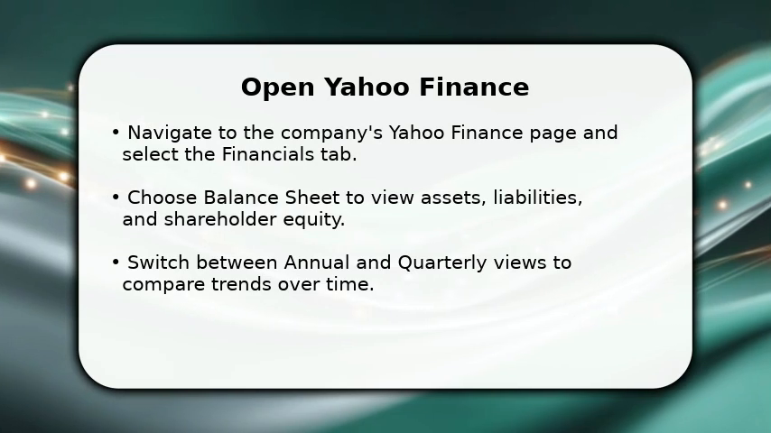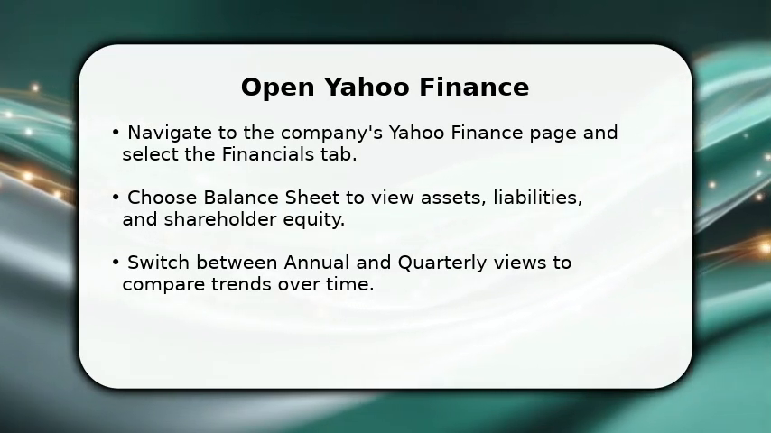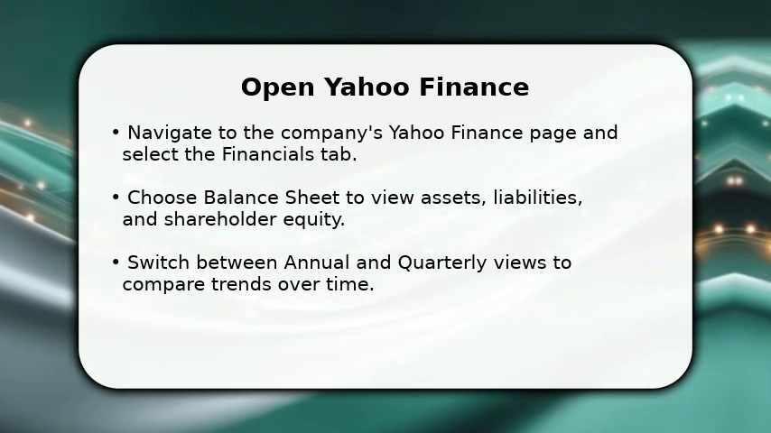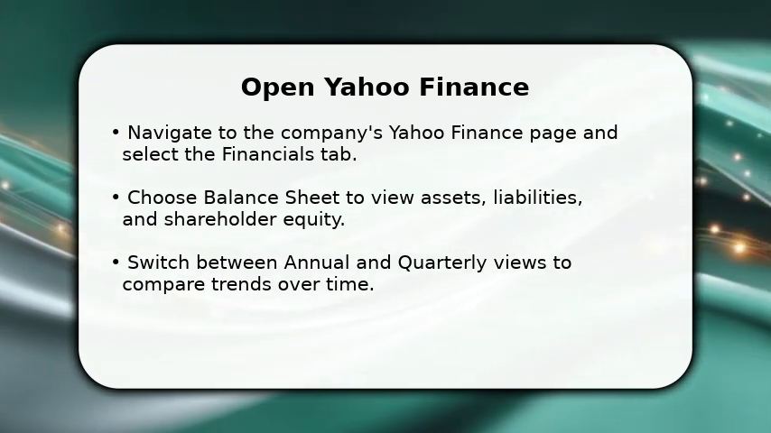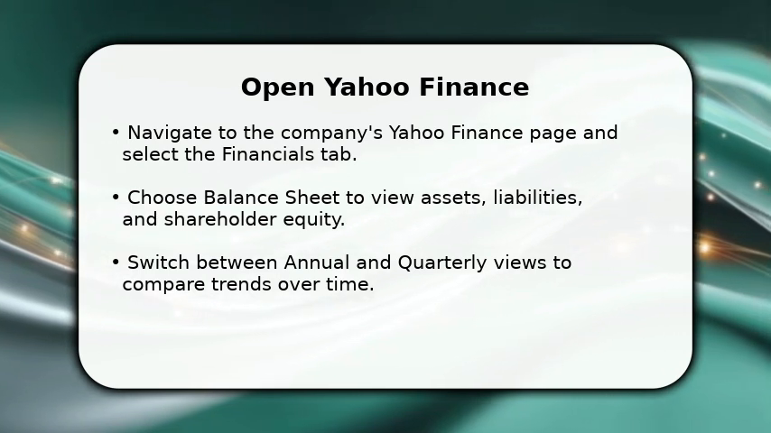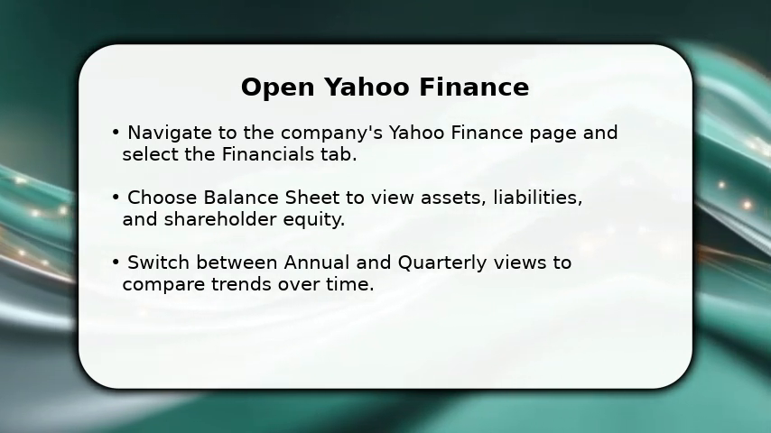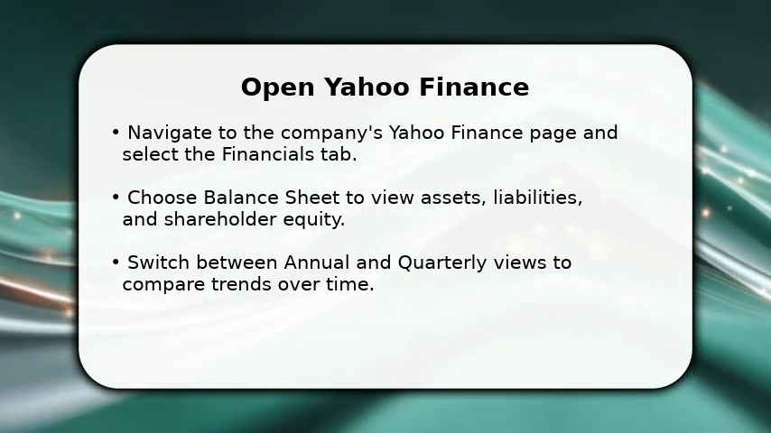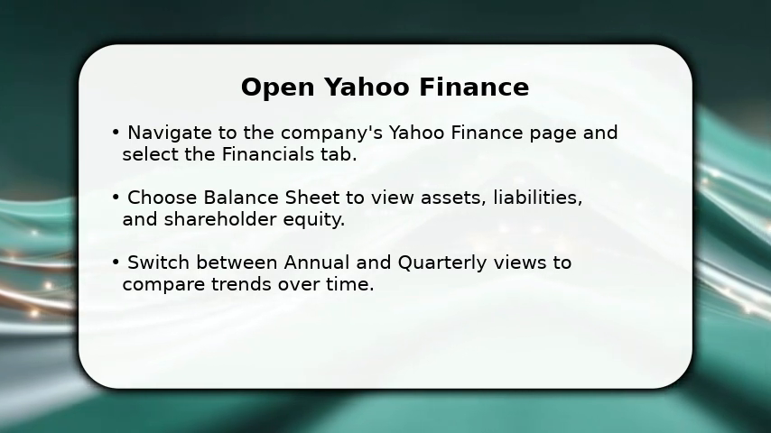In this video, I will show how to read Balance Sheet Yahoo Finance Updated. Click the Financials tab, then select Balance Sheet and pick Annual or Quarterly View to begin. Scan current assets, long-term assets, current liabilities, long-term liabilities, and shareholder equity in that order. Note totals and changes to identify growth or risk.